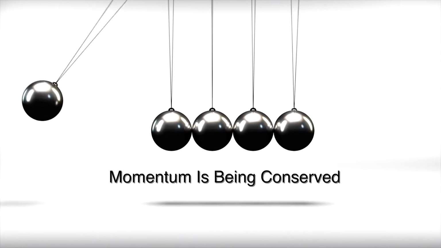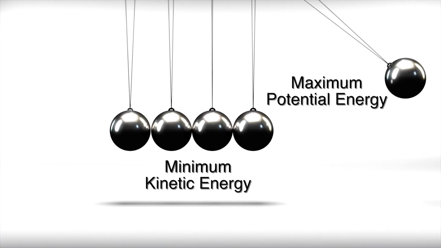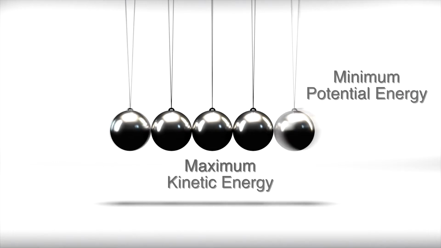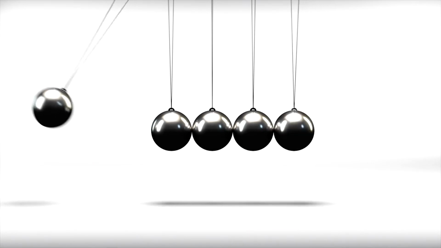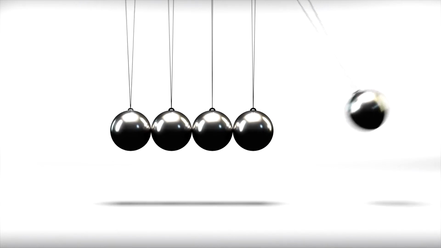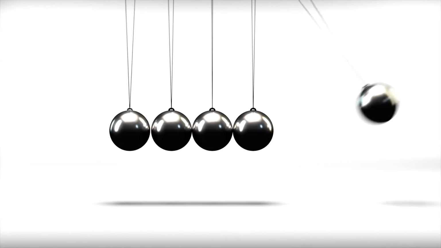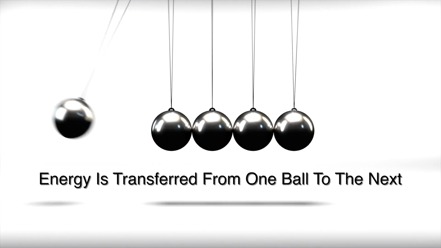When the outside ball is at its peak arc, that's when it has maximum potential energy and the least amount of kinetic energy. As the ball continues downward and strikes the center balls, it is then at its maximum kinetic energy and its least potential energy. The mass of each of the balls doesn't change, and the velocity of one ball hitting another keeps the same momentum, which is being conserved. When we say that momentum is being conserved, it means that as the balls move, energy is transferred from one ball to the next, and no momentum is lost in the process.